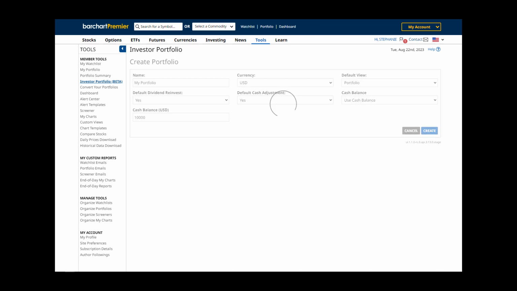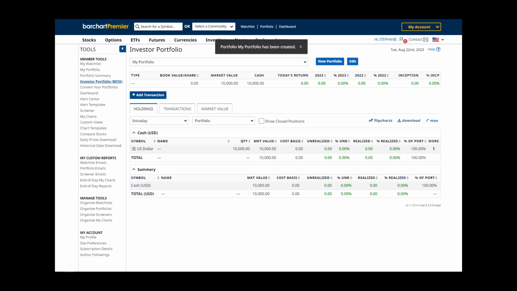Click Create, and now we have our new portfolio. The next step will be to add some transactions. Transaction entry is covered in a separate tutorial.